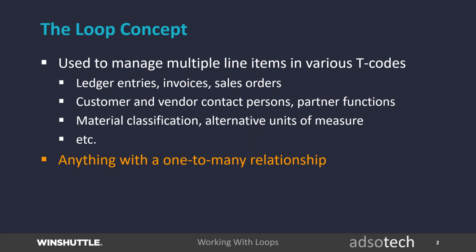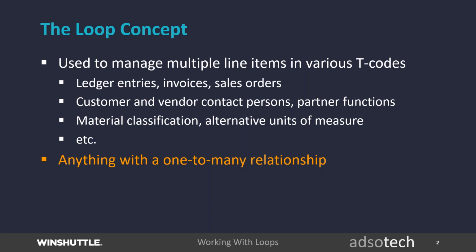So basically, the idea of the loop concept is that it is used to manage multiple line item entries in SAP. And you'll find these in lots of different T codes, different transactions. I have listed a few examples here, but I think the typical textbook examples would be something like sales orders. A sales order usually has one or more line items. Invoices have the same kind of thing, and ledger entries. Those are maybe the more typical examples where you have multiple line items in each record.